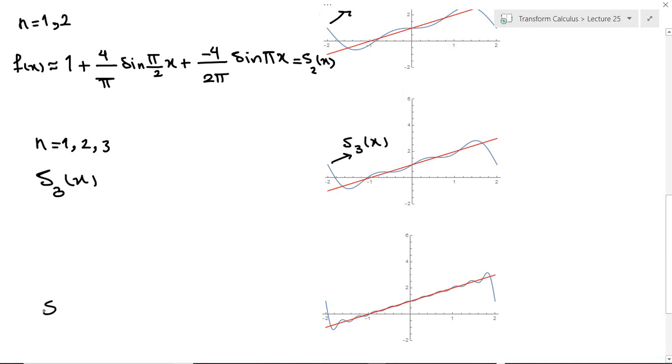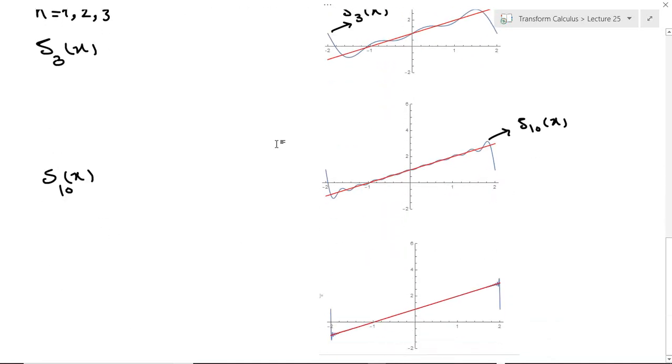Here we have S10(x). You can see that the Fourier series is the blue one, and the red one is x plus 1. So it gets closer and closer. The last one, we have S100. In fact, n is 1, 2, 3 up to 100. The blue one is S100. You can see that it's very accurate right now, and it covers the whole function in the range of minus 2 to 2.